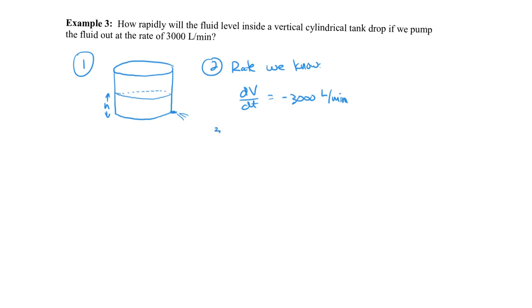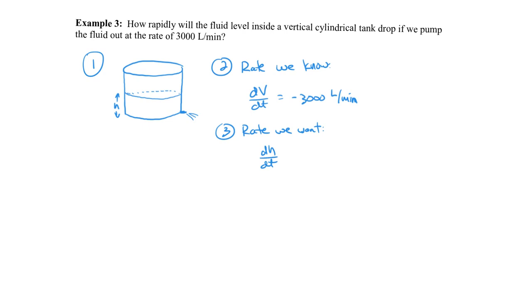Step 3, what is the rate we want? What are they asking us to find, in other words? They're asking us to find how rapidly the fluid level inside a vertical cylindrical tank will drop. So if this fluid level is h, they're asking us for dH dt, right? dH dt. And it doesn't ask us about any particular time, right? It just says how rapidly will the fluid level drop.